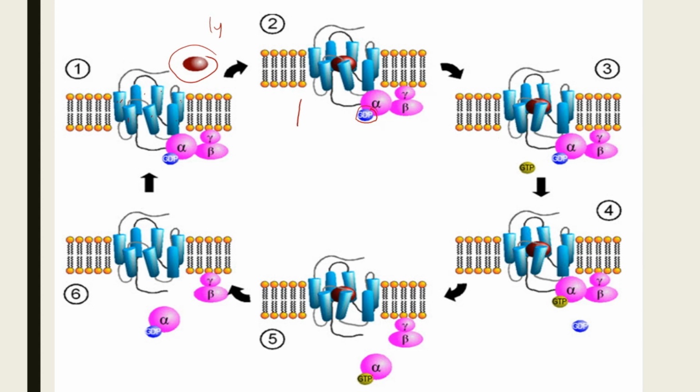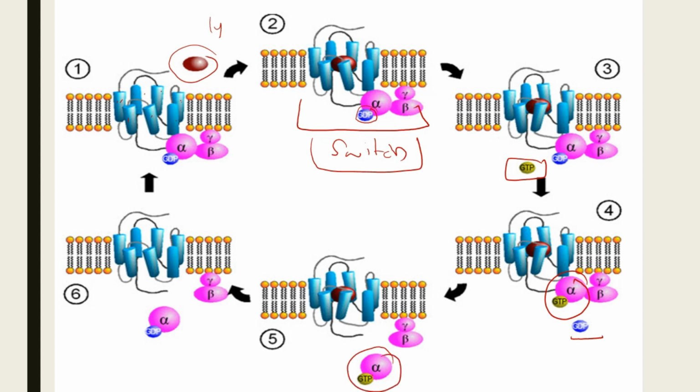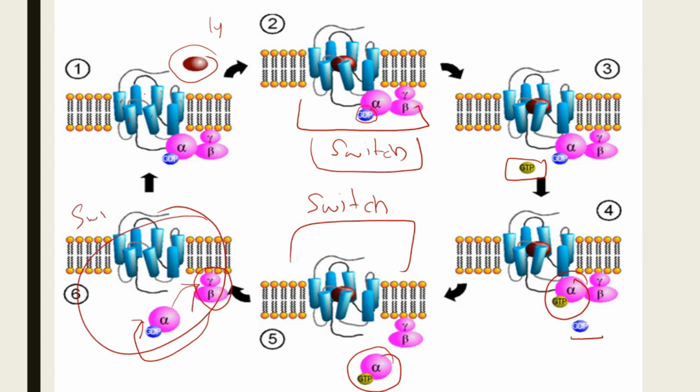When the alpha unit has GDP linked with it, it is the switch off state of this receptor molecule. But when GTP binds to the alpha subunit, taking off the GDP, and the alpha subunit goes with the GTP, this is known as the switch on phase of the receptor. And when the molecule is released, then the alpha and beta gamma will allow the alpha unit with the GDP to bind again, and this complex is also known as switch off.